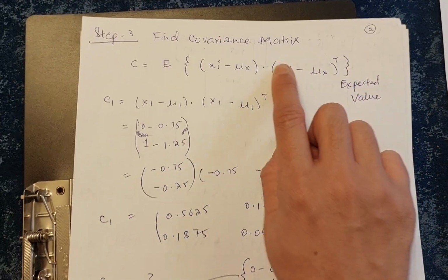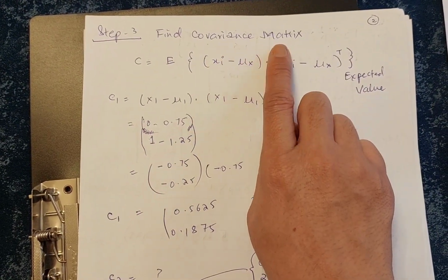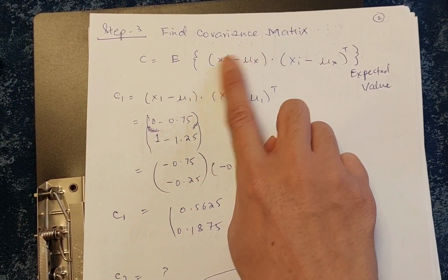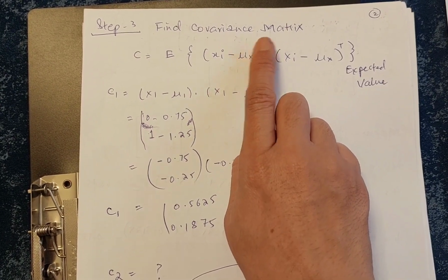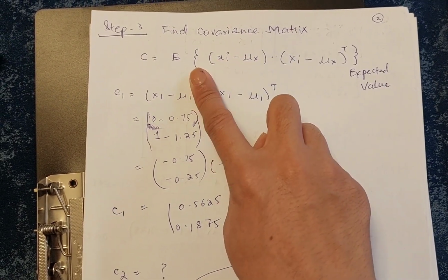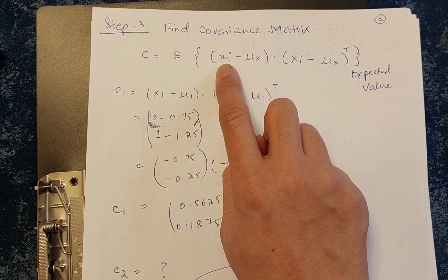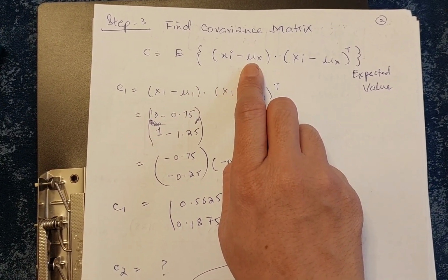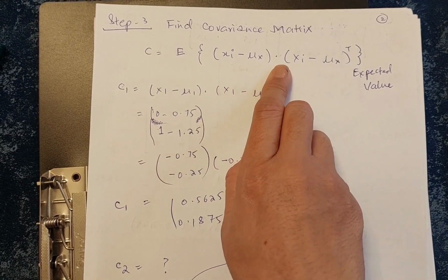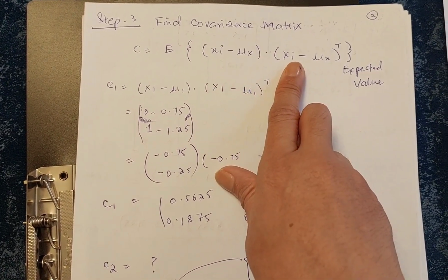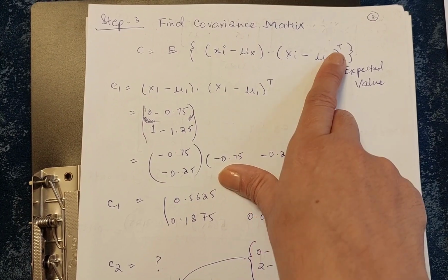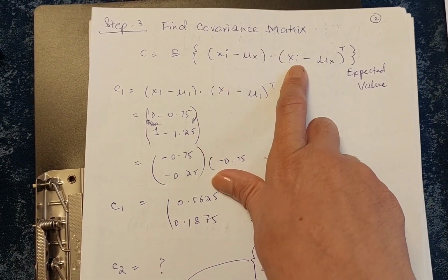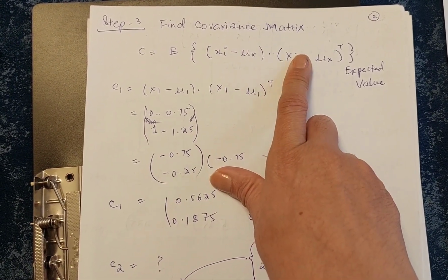Alright. In the third step, we are going to find the covariance matrix. What is this covariance matrix? Basically, covariance is actually your error. It is all of your data points minus your mean, multiplied with your data point minus your mean, transpose. So this is how you find the covariance.